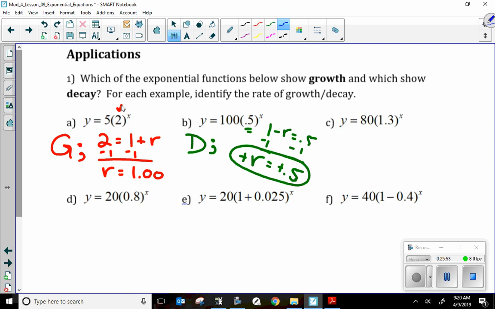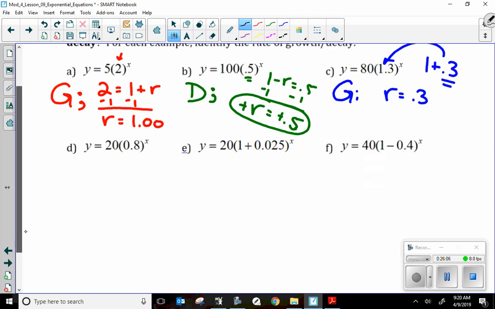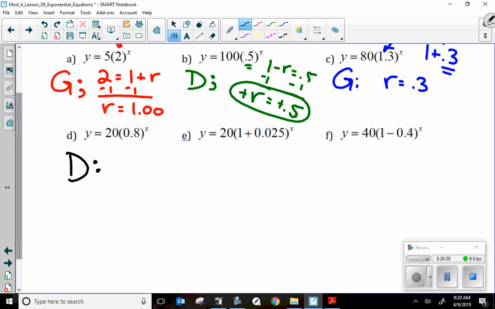Next one, that is definitely growth, bigger than 1. And my rate of growth is 0.3, because 1 plus 0.3 is 1.3. All right, doing good. Decay, because that is less than 1 in parentheses, my b value. And my rate of decay is 0.2, because 1 minus 0.2 gives me my 0.8. That's my rate of decay.